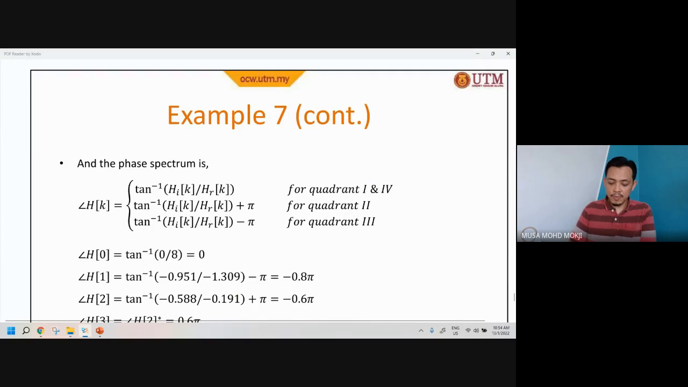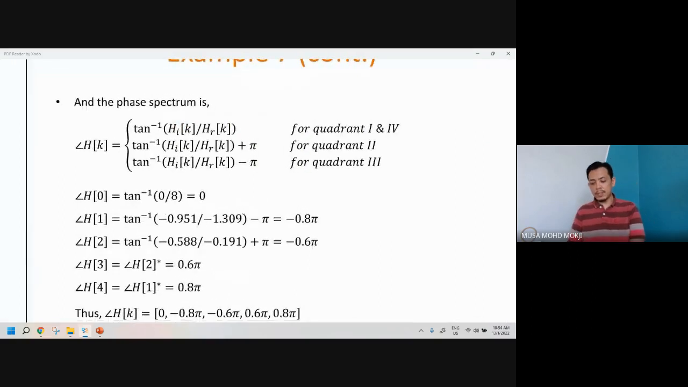And this is the phase. And we have seen this formula in our previous example. So actually, if you want to compute phase, you need to check the quadrant. So if the value is in quadrant 1 and 4, you just do the normal tangent inverse. But if the value is at quadrant 2, the tangent inverse you need to add pi. And if it is in quadrant 3, you need to subtract pi.